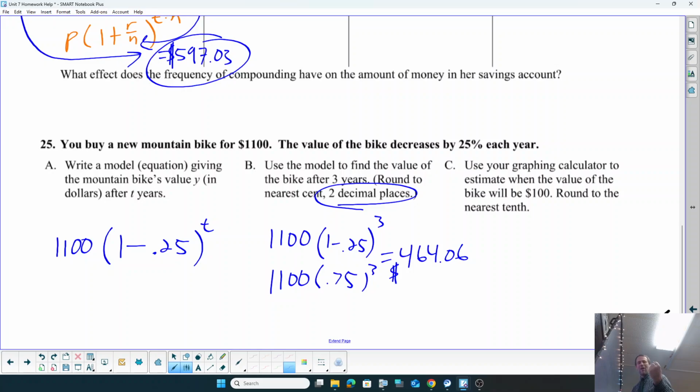Well, my $1,100 mountain bike after 3 years isn't worth that much. It's depreciating all the time. Man, they're so expensive, but they're so useful.